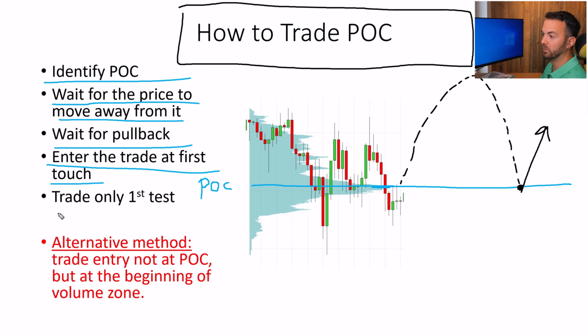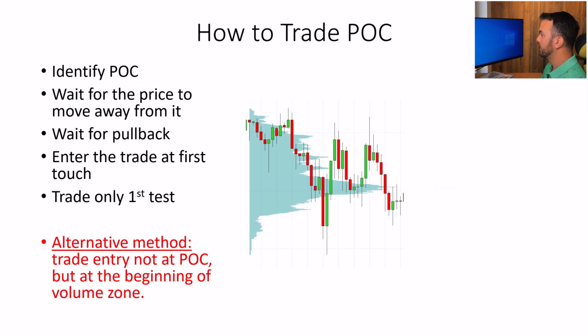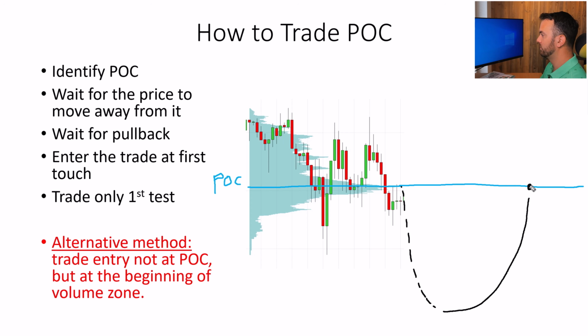And you also want to trade only the first test, right? That's at least how I trade this. I only trade the first test because, in my opinion and experience, they have a higher probability of a successful reaction. A short trade scenario would be, again, you mark the point of control, and if the price goes down from the point of control, you wait for the pullback, and when the price hits the point of control, you go short, right? This is the short trade scenario.